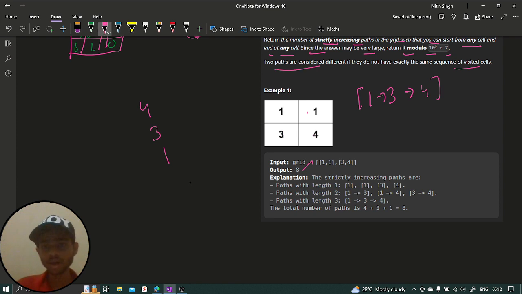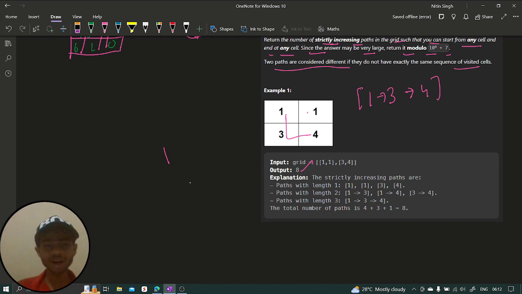So that was the meaning of two paths being considered different if they don't have exactly the same sequence of cells. If it is like 1 3 5, then it is considered different. But if it is again 1 3 4 with these cells only, then it is considered false, right? It is not different. So this was basically the meaning of this problem. I hope guys you understood the problem first of all. Now we are going to see the logic part, but you must have a clear idea about the problem, right?